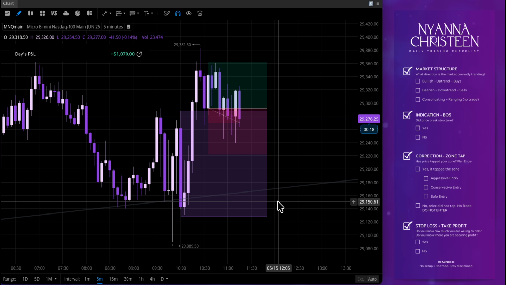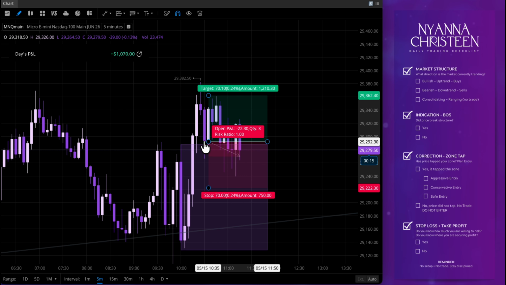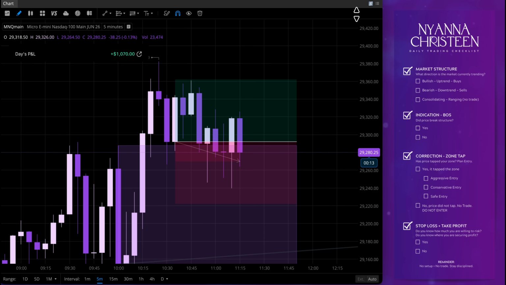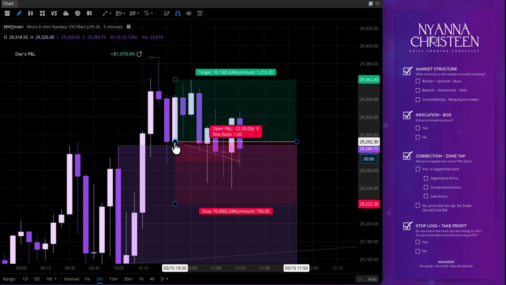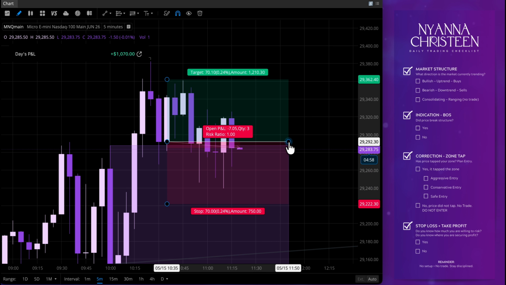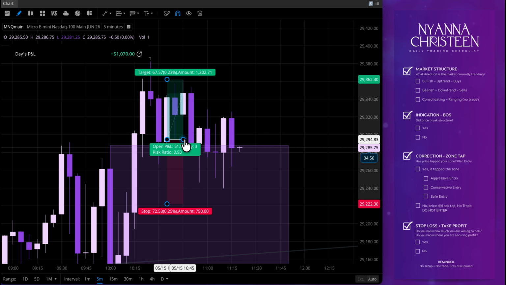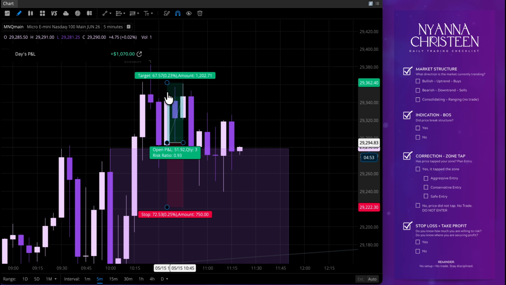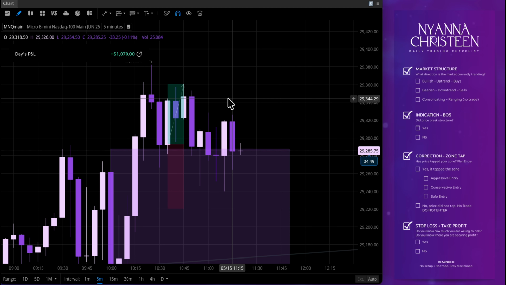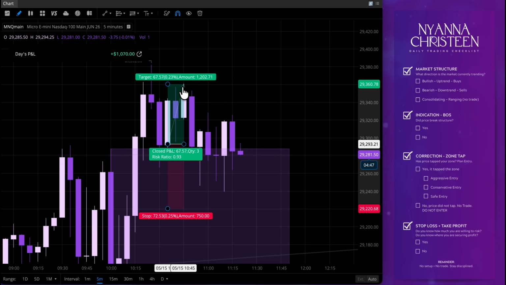Price came back, tapped into the zone, closed outside the zone, and then we got in at the open of the next candle. So we got in conservative, and then we got out at the 1-to-1. So really, I can take this out. We got in at the open of this candle outside the zone, and we got out at our 1-to-1.